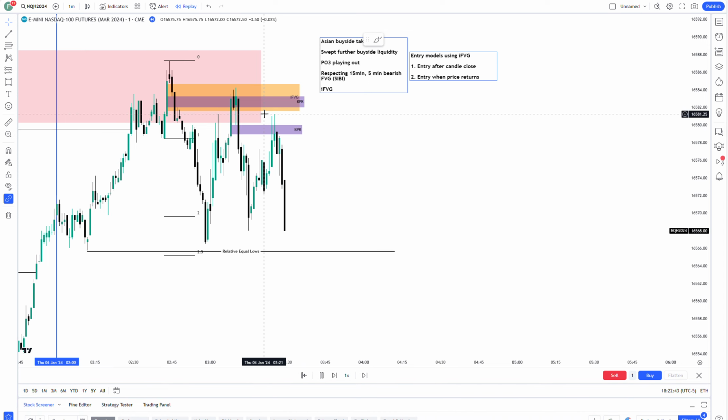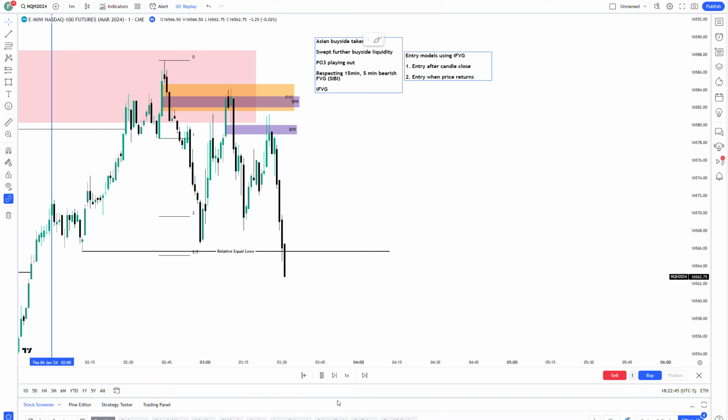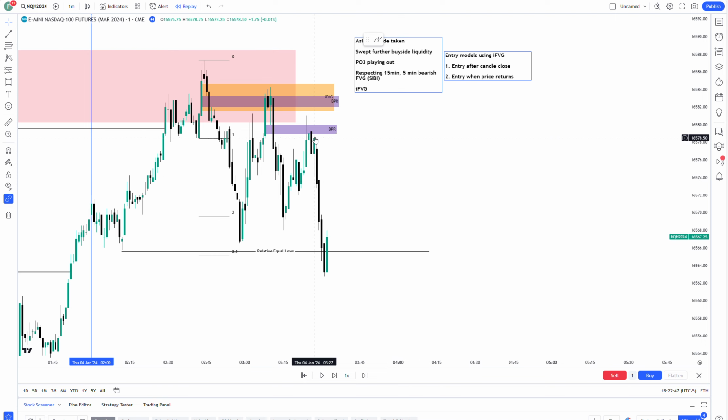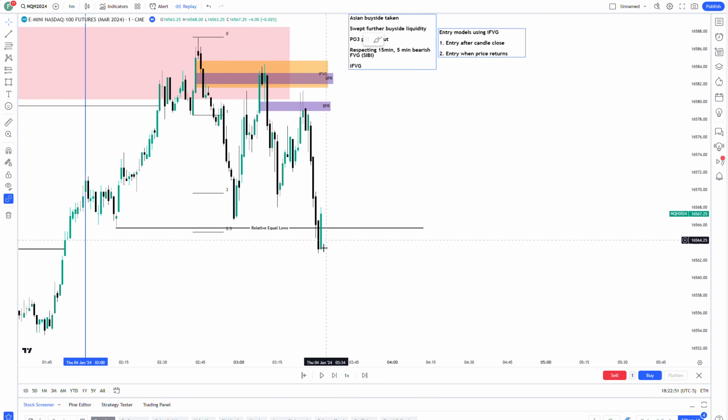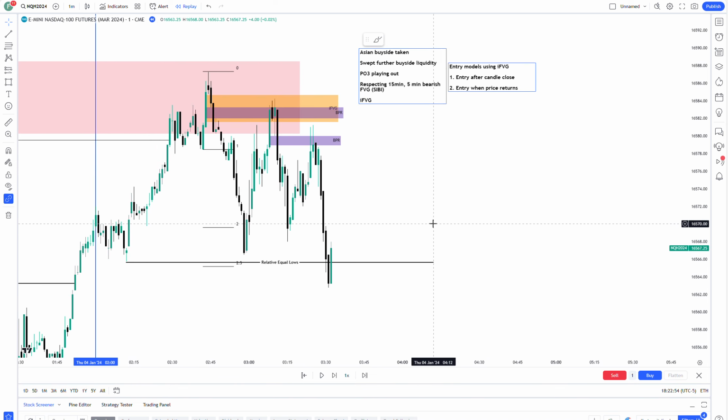Look at the reaction here out of this BPR. You can't make that stuff up, right? The body's closed within, the wicks do the damage. The wicks do the damage. And eventually we take out those relative equal lows. So in terms of entries, inversion fair value gap, number 1. BPR inversion fair value gap, number 2. BPR, number 3. If you're looking for a silver bullet trade, this would be your entry and this would be your entry. This here is, I guess you could call it a London Open trade.